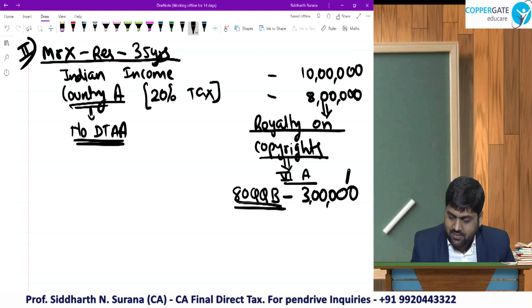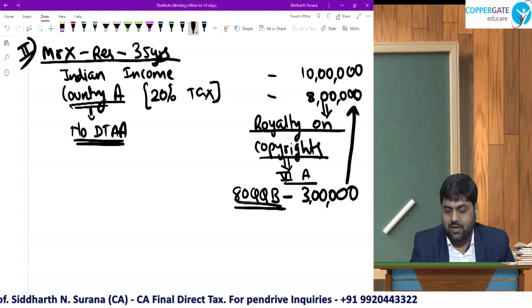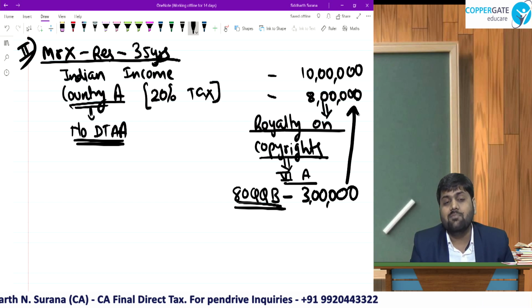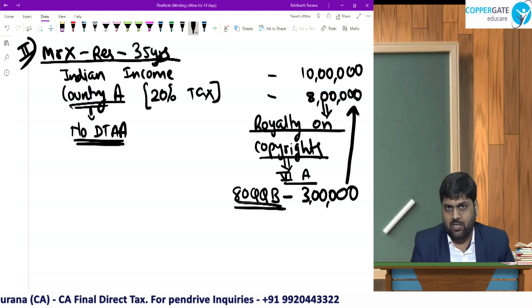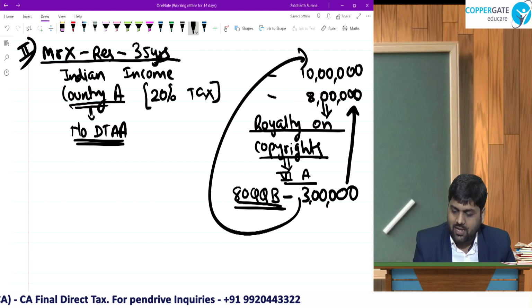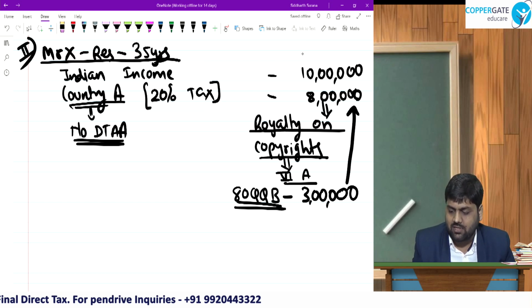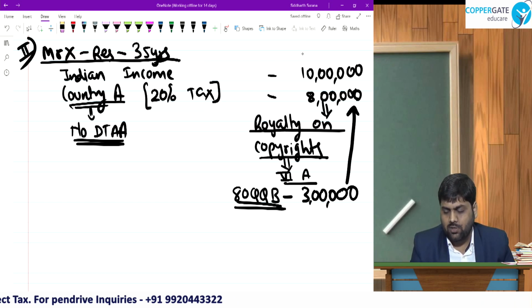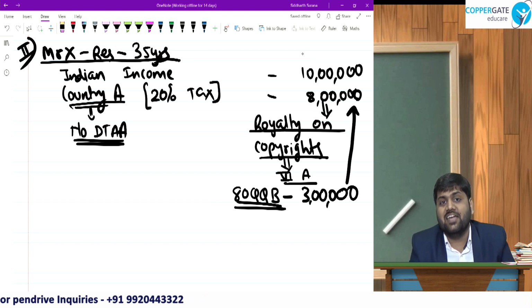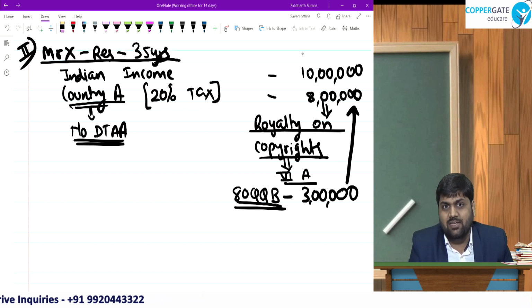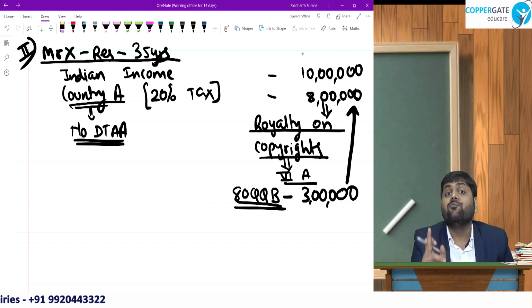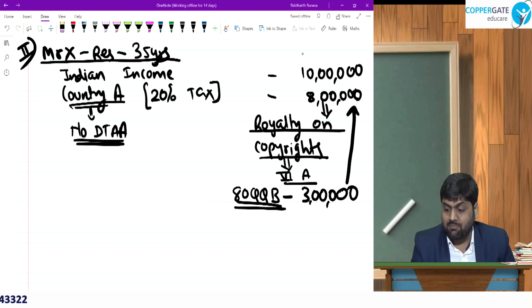And remember that this deduction will be taken only against the 8 lakh. Such deductions are called income related deductions, which can be taken only against that particular income. You can't take a deduction of 3 lakh against 10 lakh. If it is a deduction like 80C life insurance, PPF, or 80D medical insurance, or 80G donation, which is an expenditure related deduction, you can take that against whichever income you want. But this is an income specific deduction, and therefore it can be taken only against that particular income.